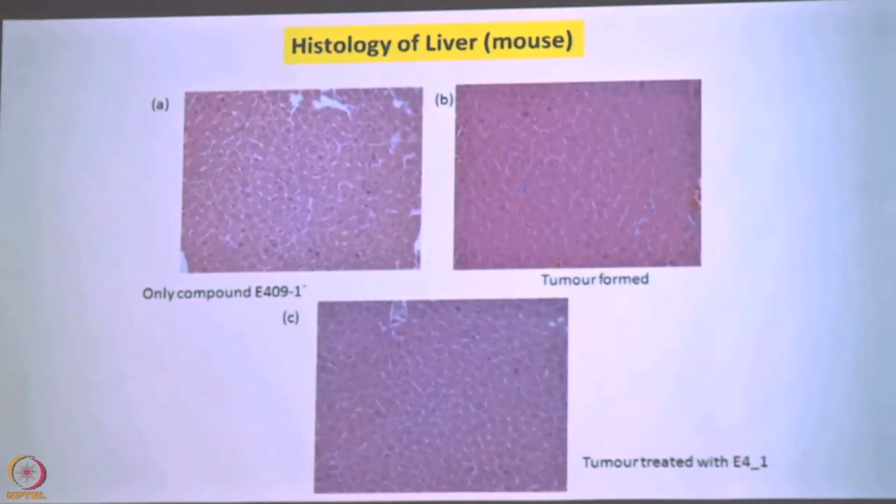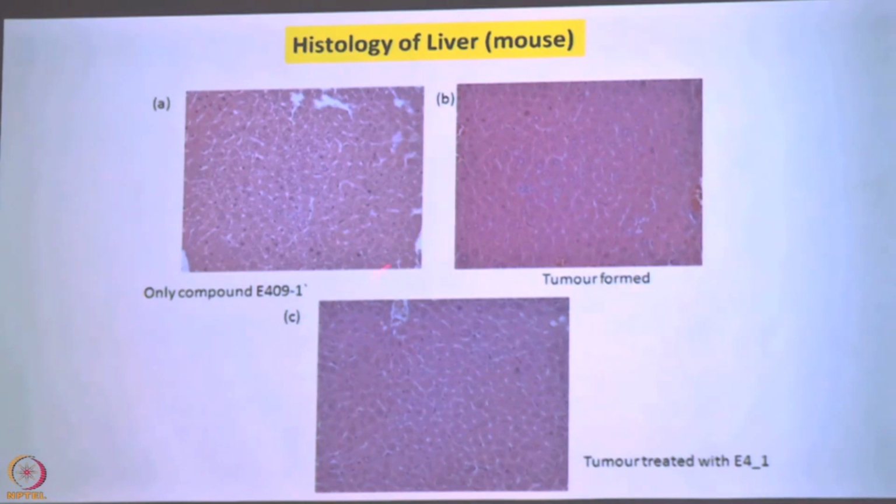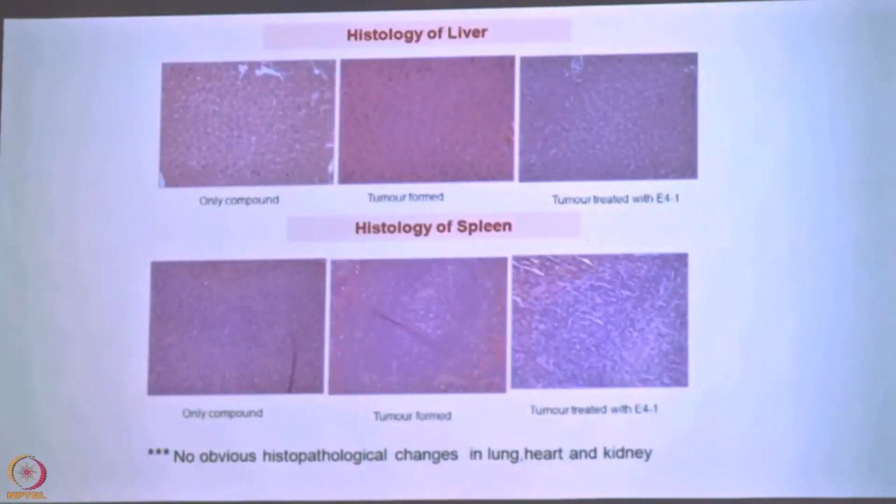And now I told you one word: side effect. There should not be a side effect. Okay. So when we do histology of the liver, we don't see any change when we inject only the compound. When the tumor formed and the compound was injected, we don't see any change in histology, and no mouse has died. That is the biggest thing with this. Similarly, you see the same in spleen, lung, heart and kidney.